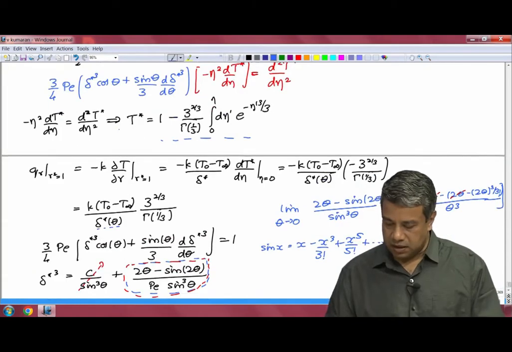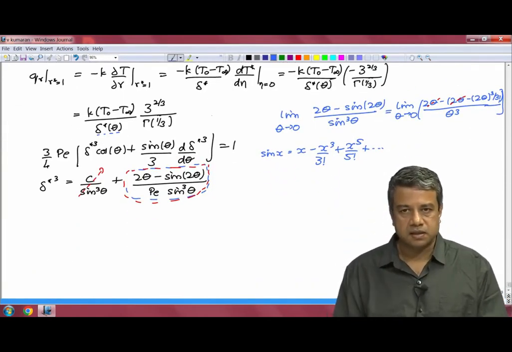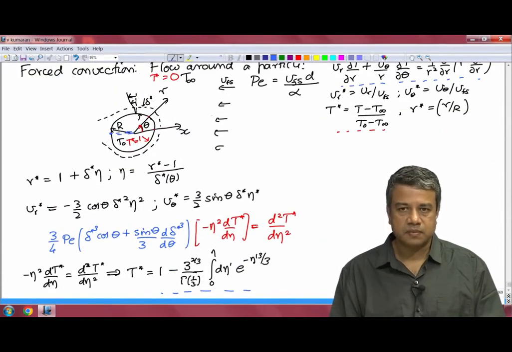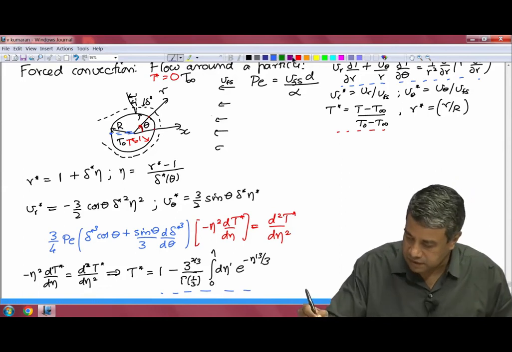At theta equal to pi, this boundary layer thickness goes to infinity. That is because if you think about it, at the downstream stagnation point there is diffusion of heat from the surface.